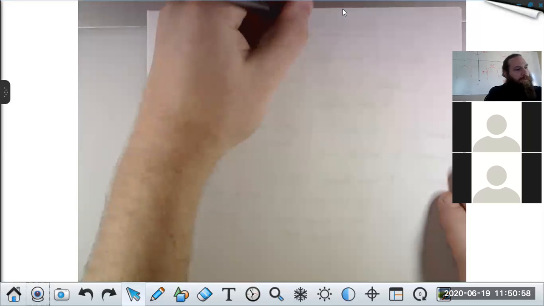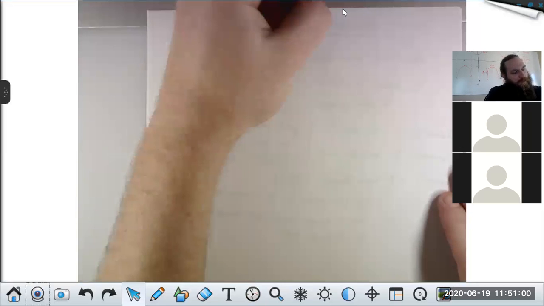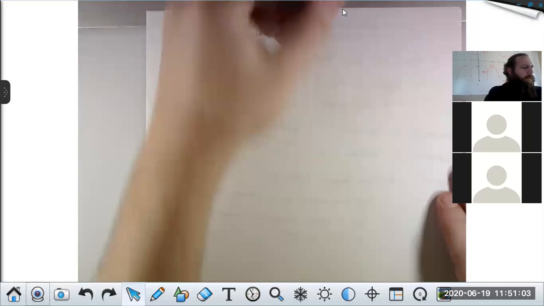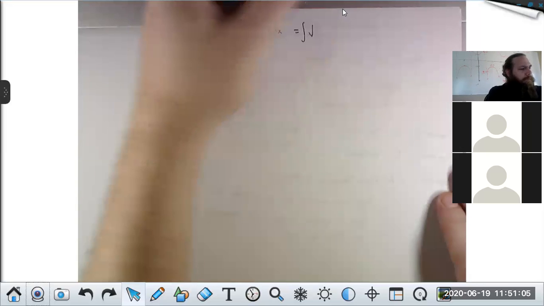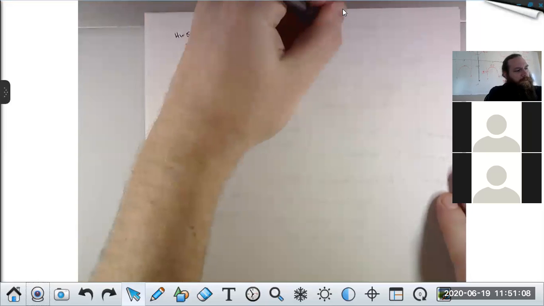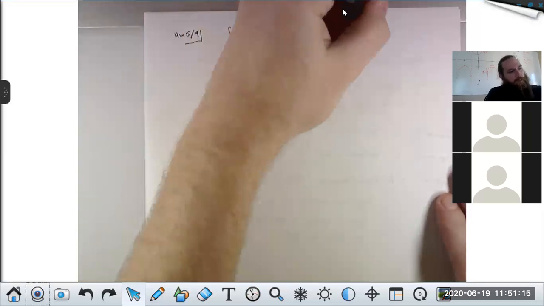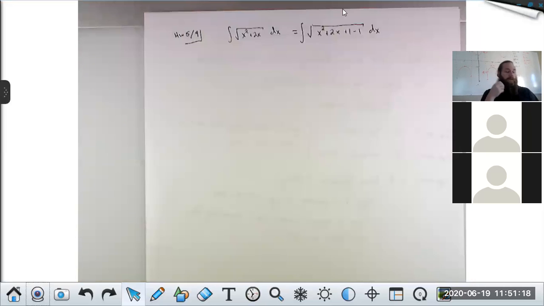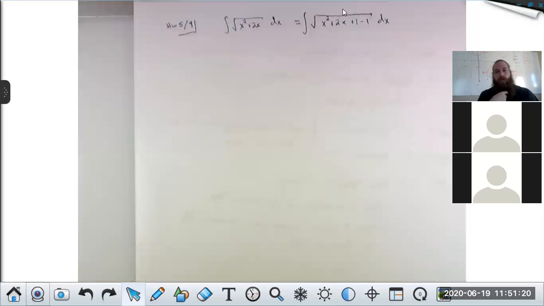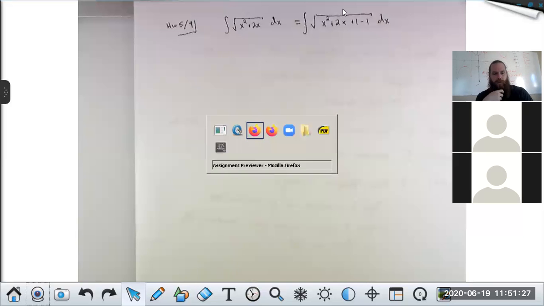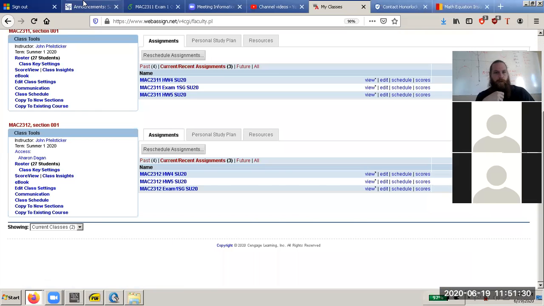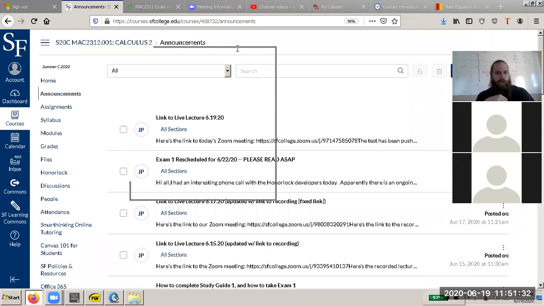So I did post something to the Canvas modules last week on completing the square, or earlier this week, I think. So do take a look at that. Basically, we're going to add and subtract some number under that square root such that if you group the first three terms together, they will factor as a perfect square. So if you haven't seen that thing in the modules, I'll show you here quickly.